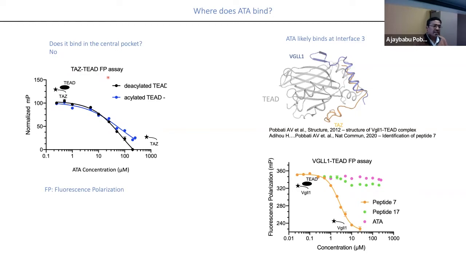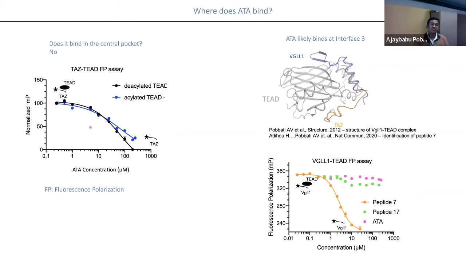So FP stands for fluorescence polarization. What it does is that it reports the complex formation through a fluorescence polarization signal. So when TAZ is in complex with TEAD, you get a particular fluorescence polarization signal. When it is not in a complex with TEAD, you get another particular fluorescence polarization signal. So basically, I've used acylated and deacylated TEAD in my assay to understand whether the compound ATA is active.